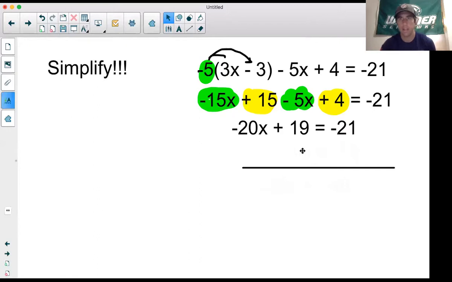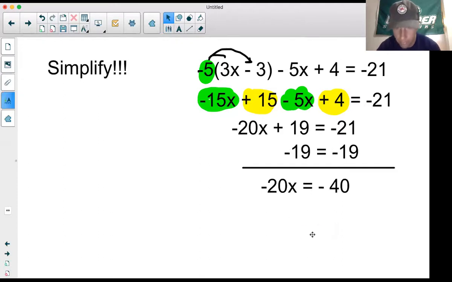Now from here, you solve it like a basic two-step equation. I do the inverse operation of +19, which is -19. I simplify, bring down the -20x. I do the math over here, which is -21 minus 19, which is -40. And then to get the x alone, I divide both sides by -20. So -40 divided by -20 is going to be +2.